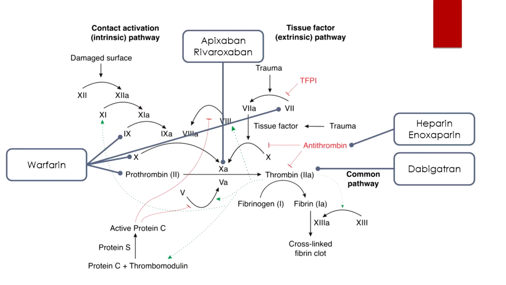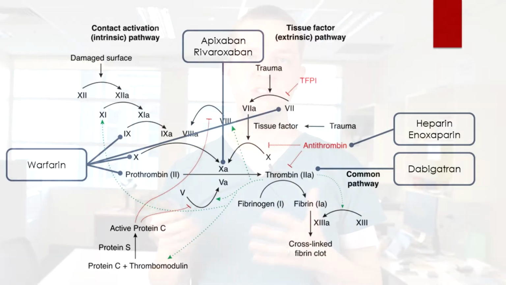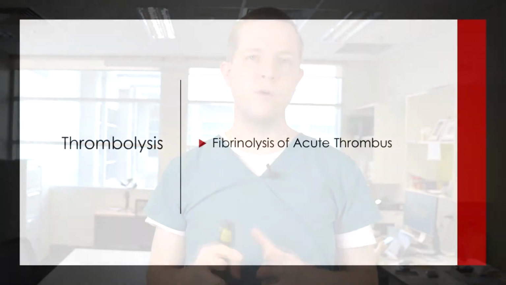And then you can see that heparin and enoxaparin have their effect on antithrombin to then accentuate the effect of antithrombin on 10A and thrombin clearance. And finally, dabigatran has a direct thrombin inhibition effect. So that's anticoagulants and antiplatelets. Let's finish now on thrombolytic therapy.